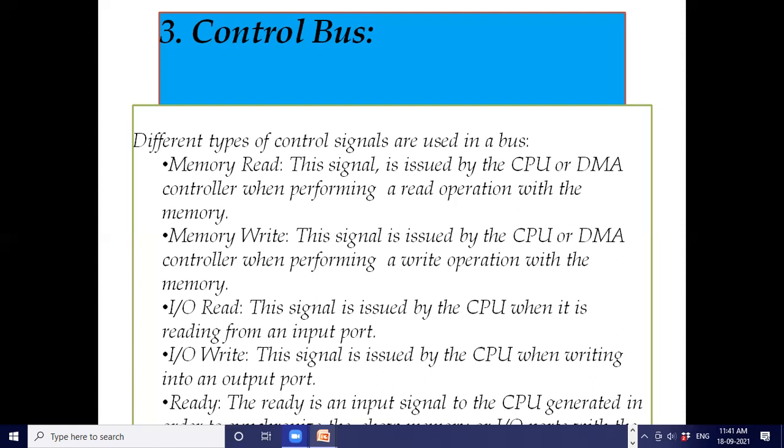Similarly, we have ready. Ready is an input signal. तो ready से हम क्या करते हैं? Suppose one device is ready on some instruction, then that should be sent as a signal to the CPU, and that is carried with the help of the ready control signal. So we can see that there are different control signals associated with the control bus. Out of them, memory read, memory write, input output read, input output write, and ready are a few important ones.